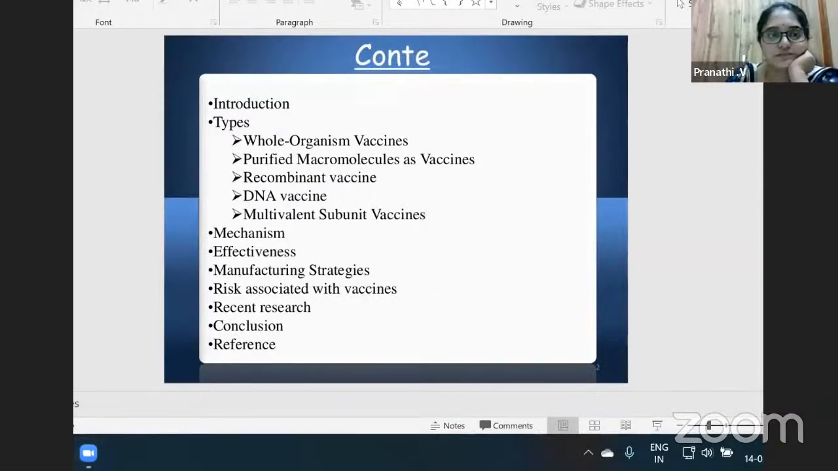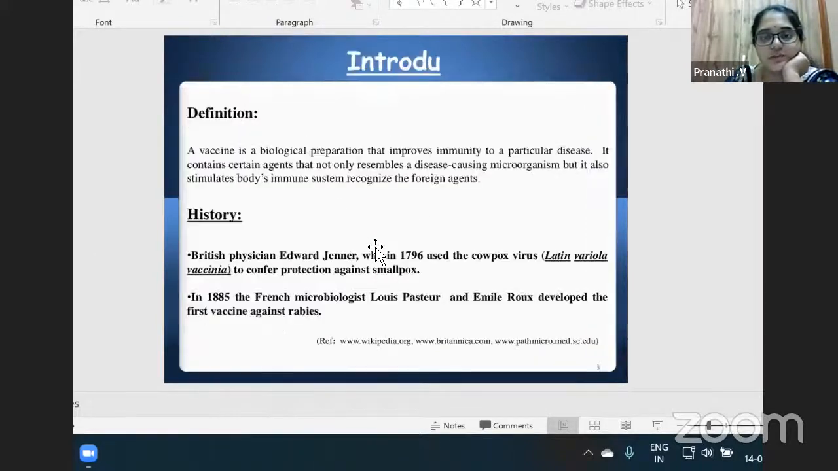Let me share my screen with you again. So types are whole organism vaccines, purified macromolecules, recombinant vaccines, multivalent subunit, and their mechanism. All of this is given.